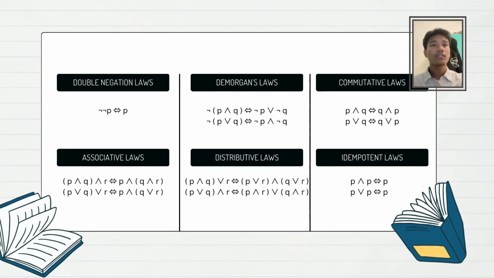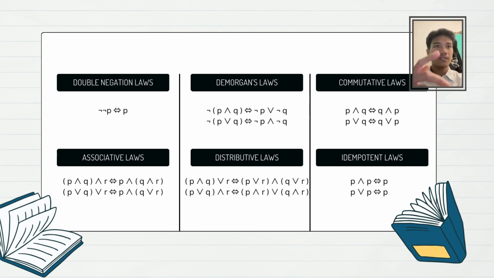Next, we go to the types of law of logic. There are 12 laws of logic. The first one is double negation law. We can see not not P will be P. Then we go to De Morgan's law. Not (P and Q) will be not P or not Q. And then not (P or Q) will be not P and not Q.